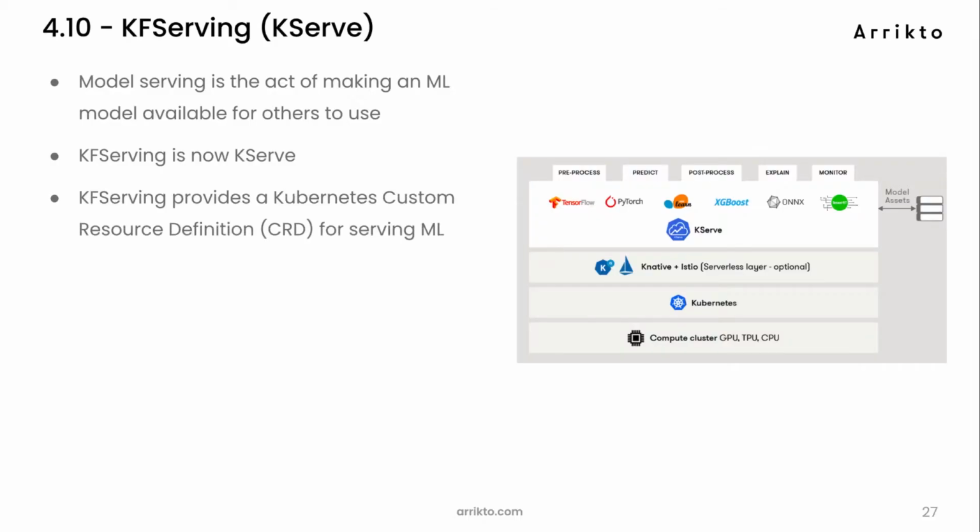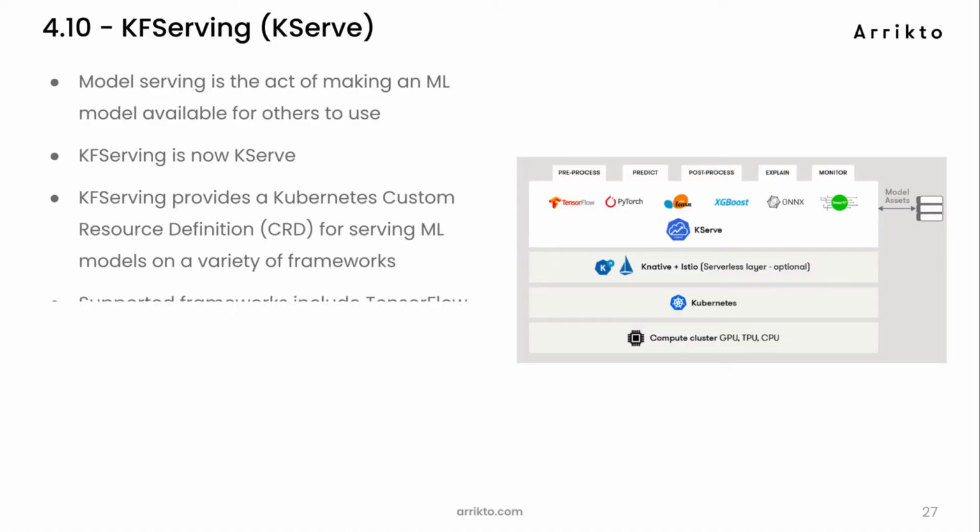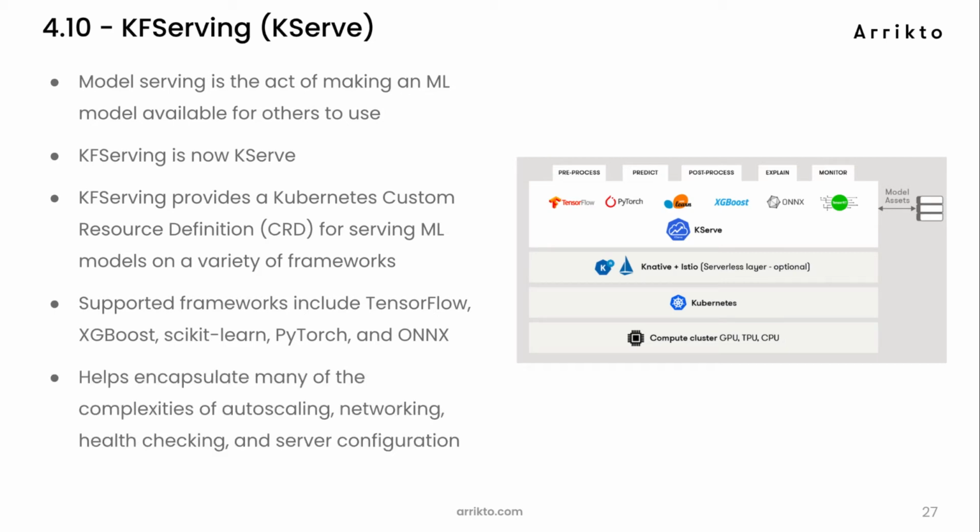Now, what KF serving does in the Kubeflow platform is that it provides a Kubernetes custom resource definition, or a CRD, for serving machine learning models on a variety of different frameworks. And these frameworks can include things like TensorFlow, XGBoost, PyTorch, etc. And what KF serving does is that it helps to encapsulate many of the complexities that you would find with auto scaling, managing networking, health checking, and server configuration.